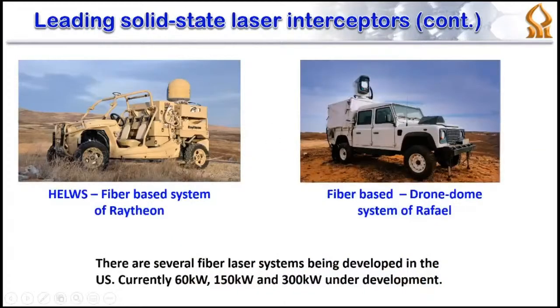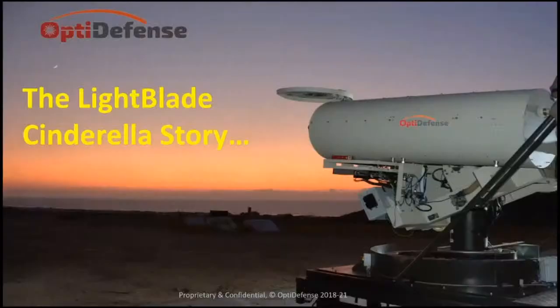Here you can see a small buggy, I would say, of Raytheon. This was exposed 2 years ago, and I think it has a 10 kilowatt, 1 micron fiber laser. It's meant for anti-drones. And this is the Rafael system, which is called Drone Dome. There are several fiber laser systems being developed now in the US, currently 60 kilowatt, but 150 and 300 kilowatt are under development. All kinds of entities there are developing these systems.